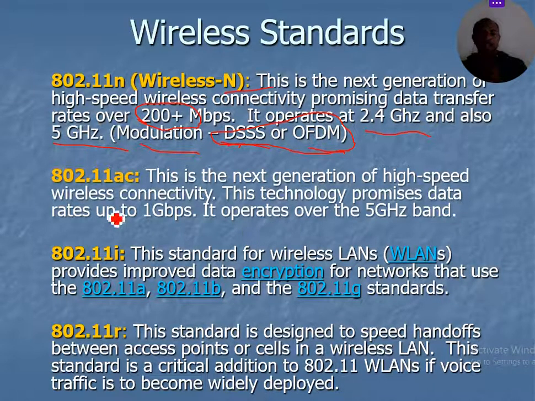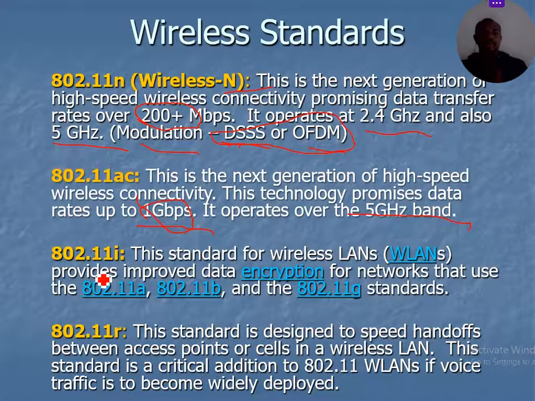Okay, now let's go to the 802.11ac. The 802.11ac is the next generation of high-speed wireless connectivity. The technology promises data rate up to 1 gig. Okay, we hope we can achieve this. This technology is promising data rate up to 1 gig, and it operates over the 5 gigahertz bandwidth. Okay, so you see this is a super good one because the speed is next to nothing. There's nothing that is comparable with this. This is super high speed, and it's operating at a 5 gig bandwidth.